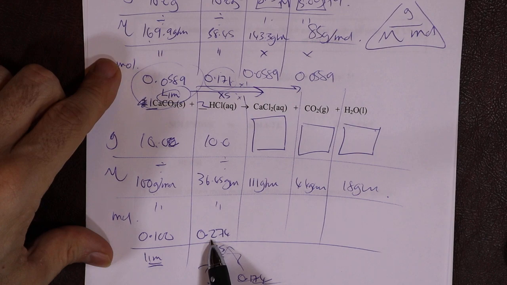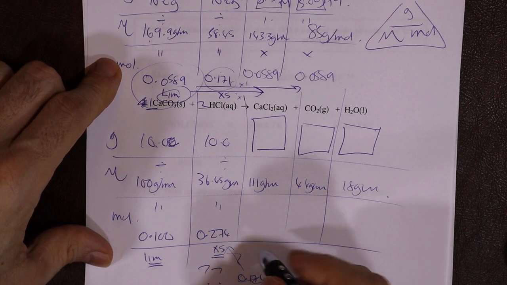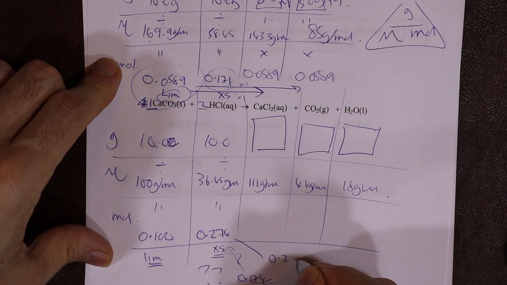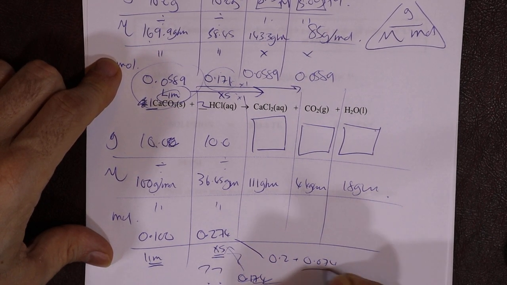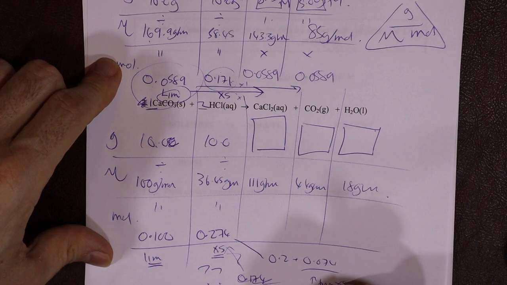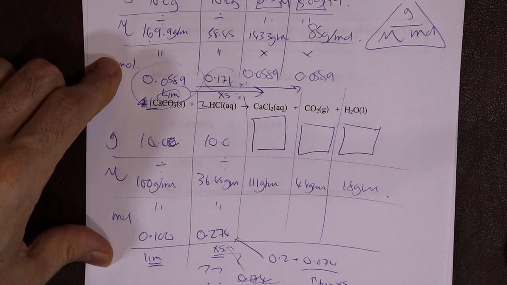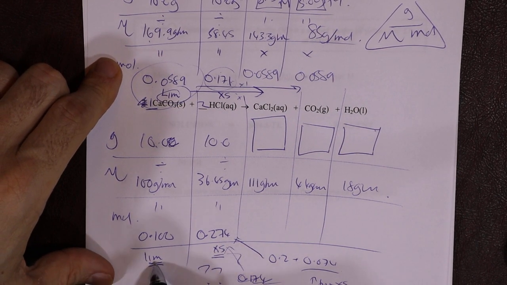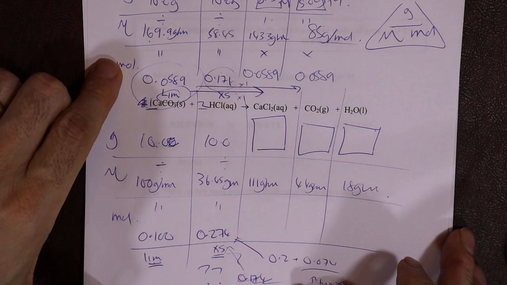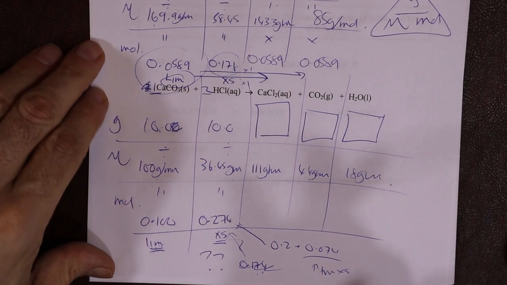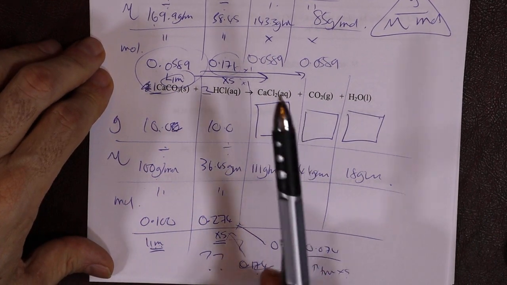Okay, so 0.2 makes it bigger, and then the extra 0.074 is the true excess. So you can think about that. So that's the 0.2 plus the 0.074. That's that true excess we talked about earlier, okay? So limiting is the one that runs out. That's the one we slide across with. That's the whole point of this exercise, to figure out what's limiting. Okay? When we slide across, it's easy.